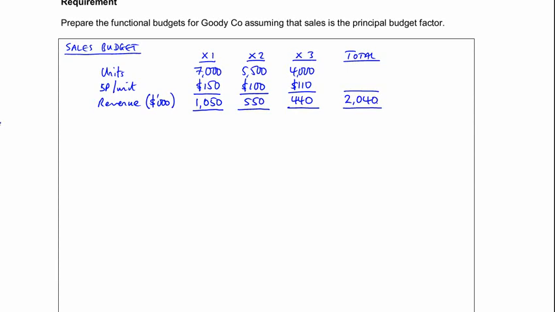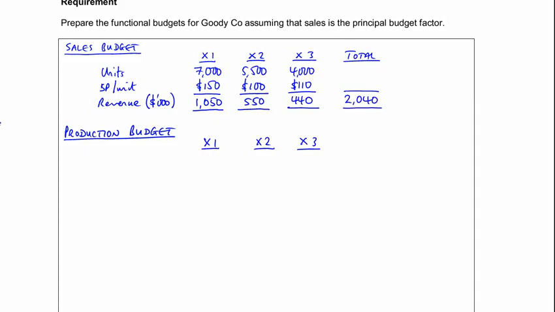So 2040. So it shouldn't ever really be a big problem to do the sales budget. It's just literally a case of number of units you're expecting to sell times the selling price per unit. Once we've done that, we can do our production budget. And this is probably the key one really to your understanding and your ability to kind of work through these exam questions efficiently. Again, we're going to concentrate on the 3 products, X1, X2 and X3.